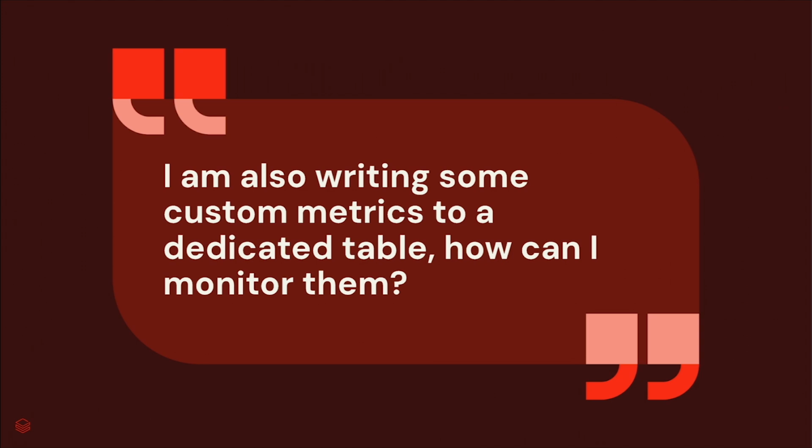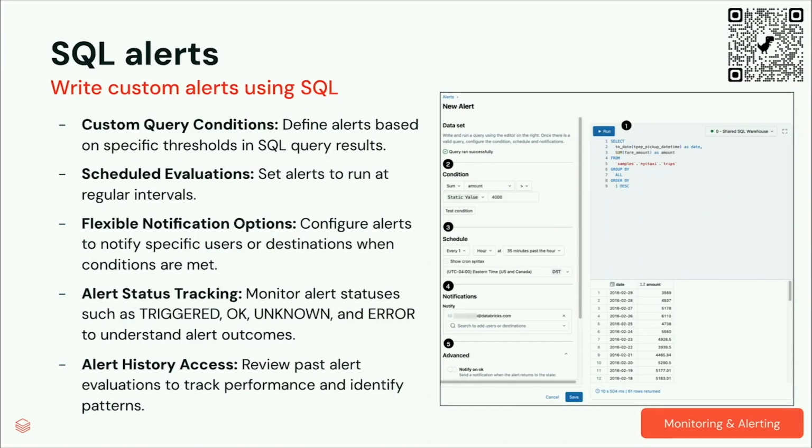What we hear very often is that, of course, we can provide you a lot of tools, but there will always be other additional metrics or custom use cases that individual customers come across. And what we see a lot is that customers are also writing specific custom metrics to their own tables. So how can I monitor those? We have something called SQL alerts, which is currently in beta, which is extremely powerful for any of those really custom use cases.